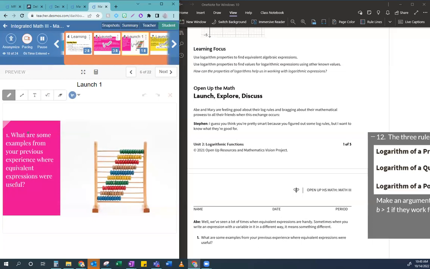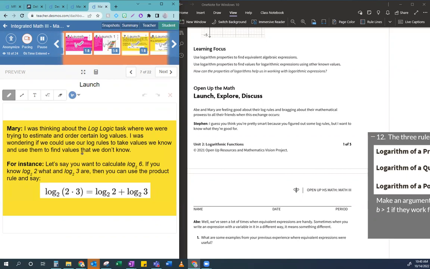Okay. So it says, what are some examples from your previous experience where equivalent expressions were useful? So this is just us talking. If you think about graphing, there's equivalent expressions. Now, y equals mx plus b is my personal favorite for graphing, but sometimes they don't give it to me in that equation. So then I would change it so that it looks like y equals mx plus b. So that's my personal experience in terms of what expressions are used for. Certain ones are more useful for certain contexts, like, for example, graphing, like I just said.